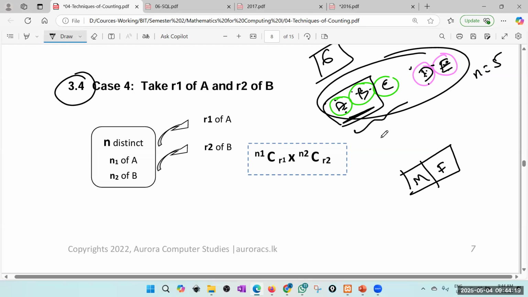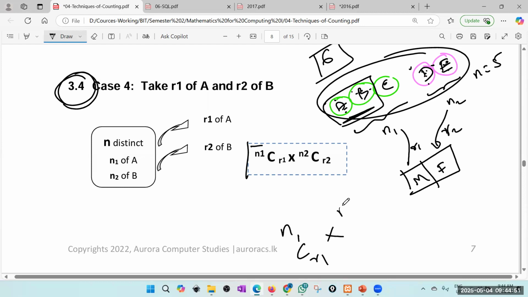But here we have n1 number of males, n2 number of females. And when you pick, we need to take R1 of n1 type, R2 of n2 type out of this. So then the formula is this, because I take case 4 first: N1CR1 into N2CR2. So that is the number of ways you can pick the committees. So in this case, committee, because we have a restriction.